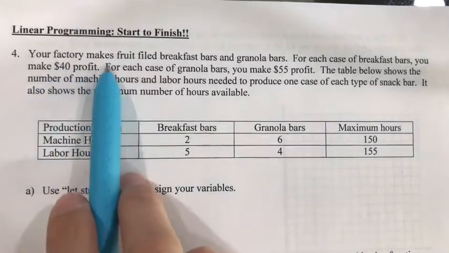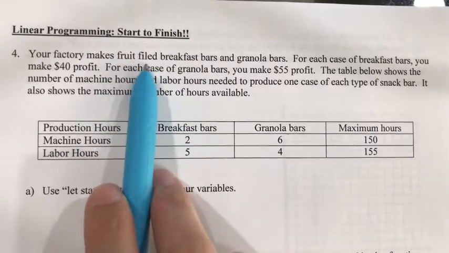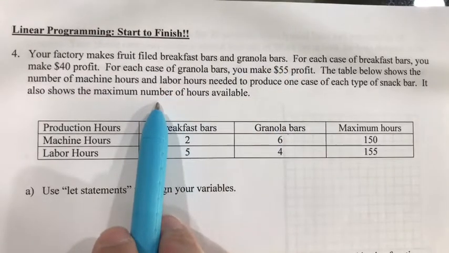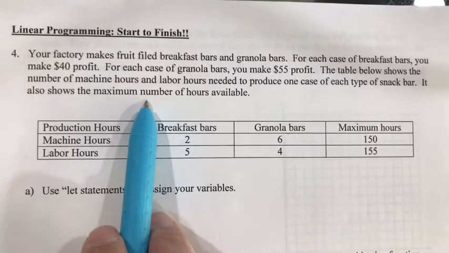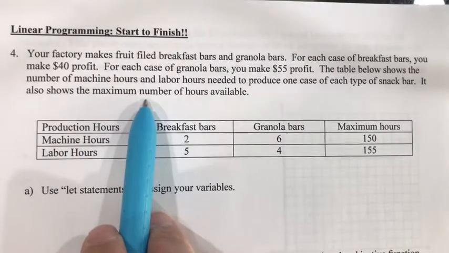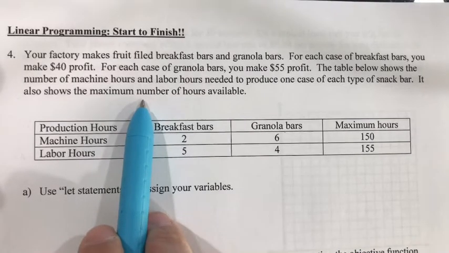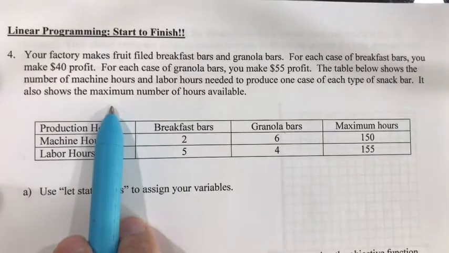So it says your factory makes fruit-filled, typo, that should have 2 L's, fruit-filled breakfast bars and granola bars. For each case of breakfast bars, you make $40 profit. For each case of granola bars, you make $55 profit. The table below shows the number of machine hours and labor hours needed to produce one case of each type of snack bar. It also shows the maximum number of hours available.